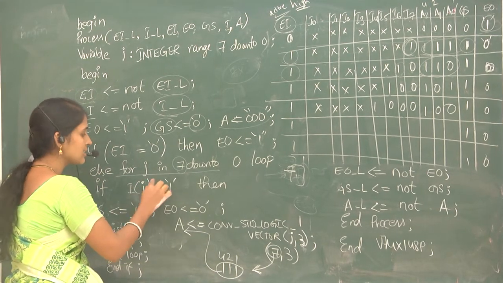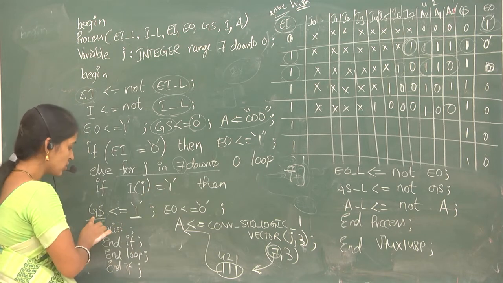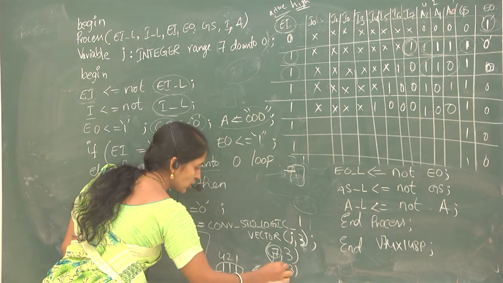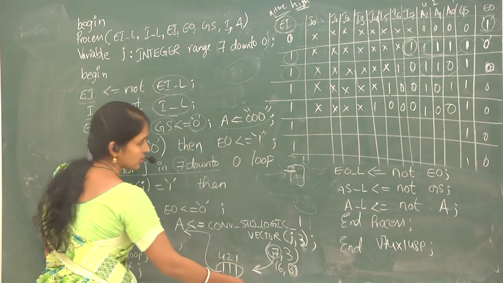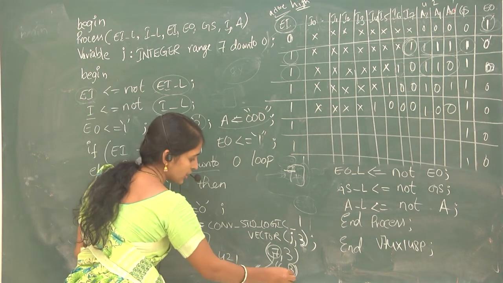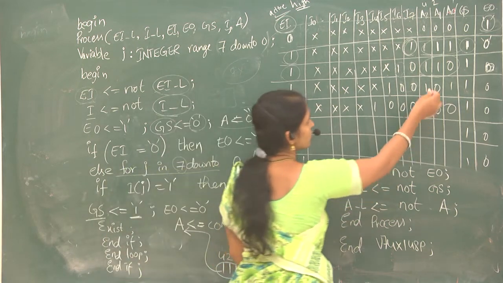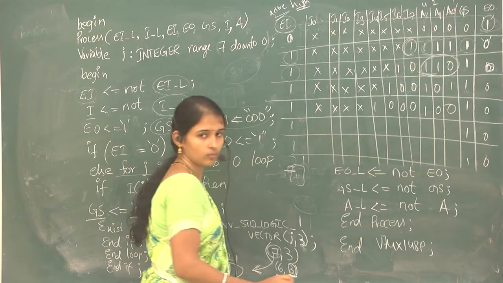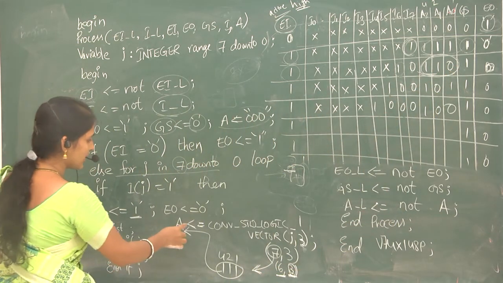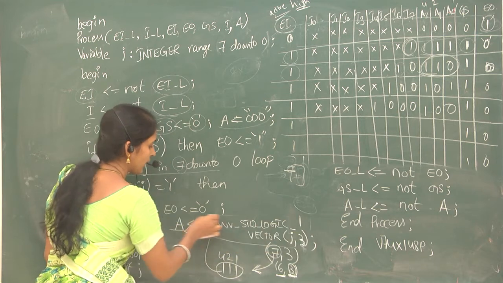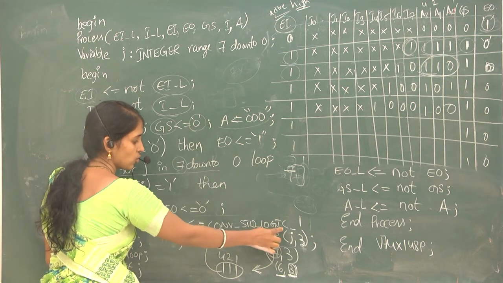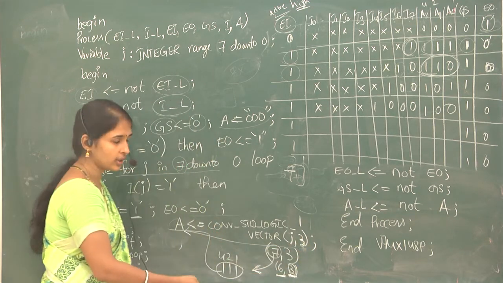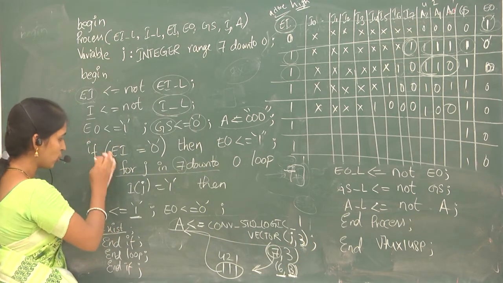If I6 is equivalent to 1, then what happens? GS is equivalent to 1. It will convert 6 into 3 bits. 6 in 3 bits will be 110. So your output will be 110. Like that. So that is the main function of this. You are converting, like convert std_logic_vector of j to 3 bits. Okay, 3, right? Your program has finished, right?